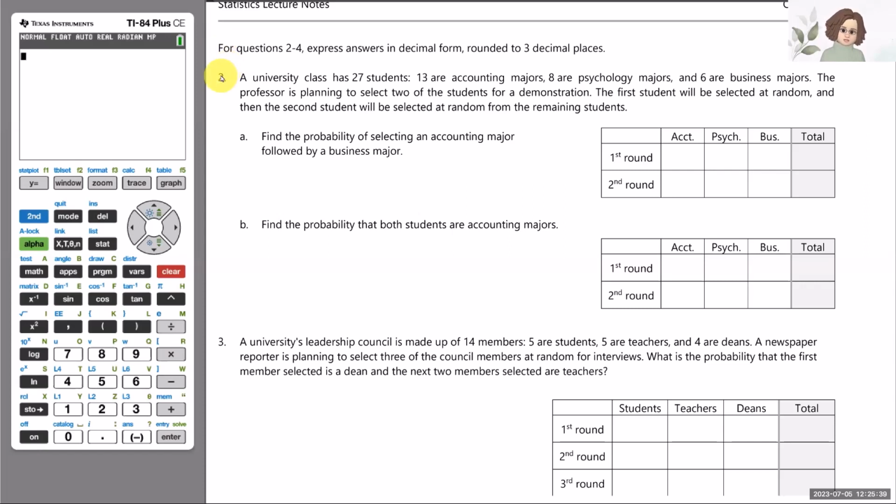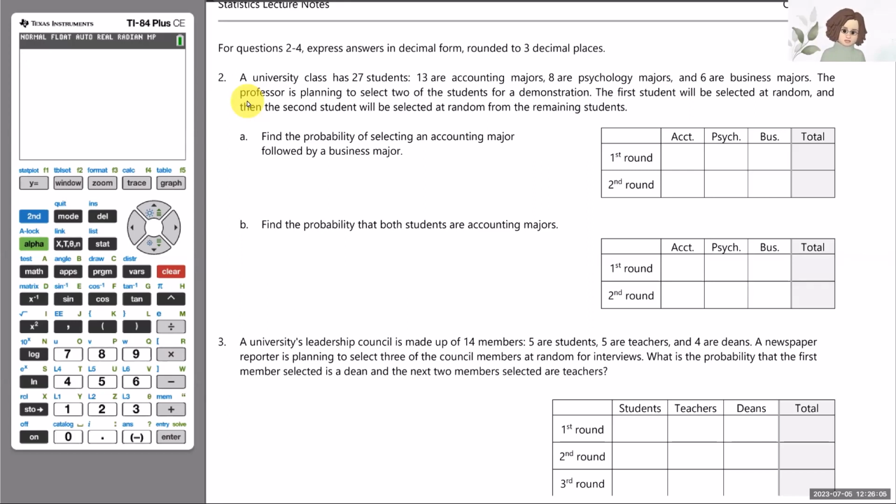So number 2, a university class has 27 students, 13 are accounting majors, 8 are psychology majors, and 6 are business majors. The professor is planning to select 2 of the students for a demonstration. The first student will be selected at random, and then the second student will be selected at random from the remaining students. So this is another way to say sample 2 students without replacement.